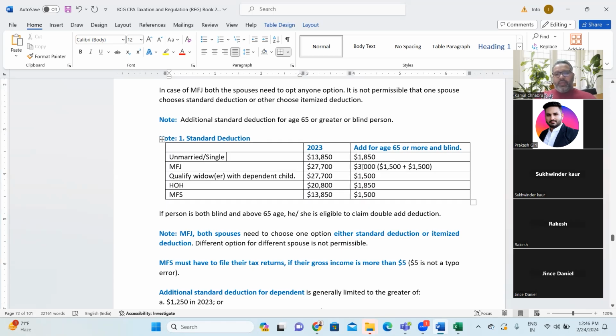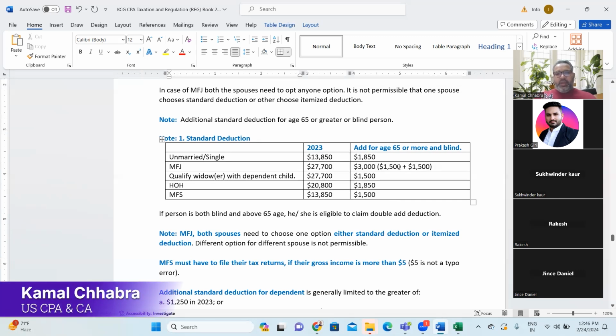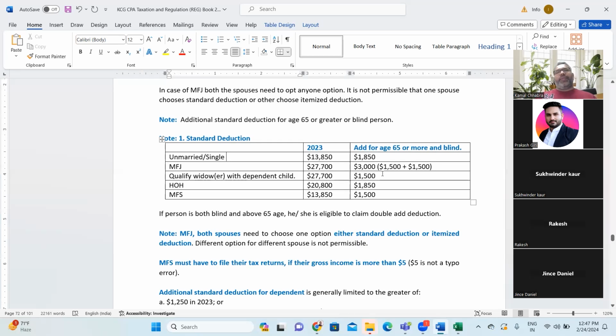Married filing jointly, if you see, is almost double, 27,700. But here, for an individual who is more than 65, the additional deduction is 1,500. If one person is blind and one person is more than 65, then additional 1,500 each, so the maximum additional adjustment will be $3,000 for married filing jointly. Then qualified widower with dependent child. If you remember, we discussed earlier, qualified widower with dependent child gets almost similar benefit as married filing jointly, 27,700. That's a higher limit of standard deduction than for a single individual. $1,500 will be added if more than 65 or blind.